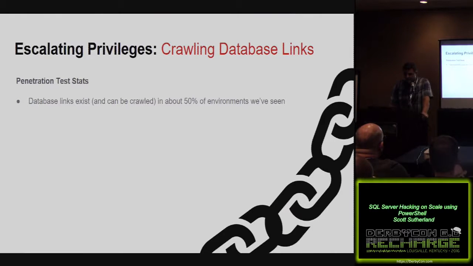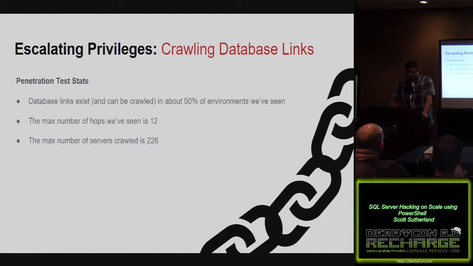So, quick stats. We see this in about 50% of the environments. The max hops we have is 12 servers on a single crawl, meaning 12 individual hops. The reason it stopped is because the OpenQuery function I very briefly showed you has a character limit. So that is what it is. And during that crawl, we hit 226 servers. Out of that, we got sysadmin on 225, just because of the link relationships. And there were thousands of links in that particular crawl.